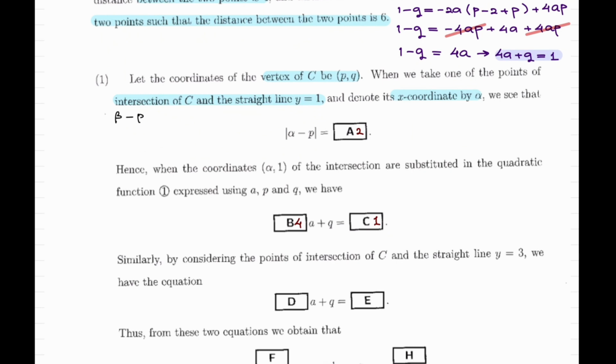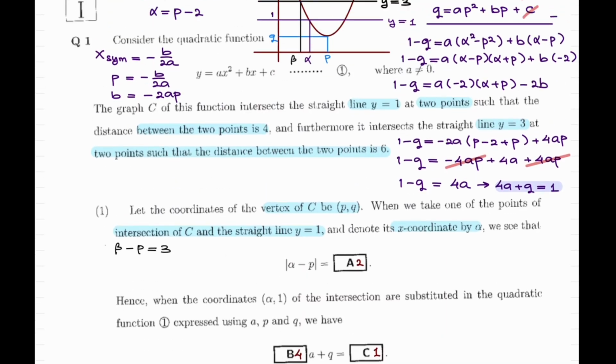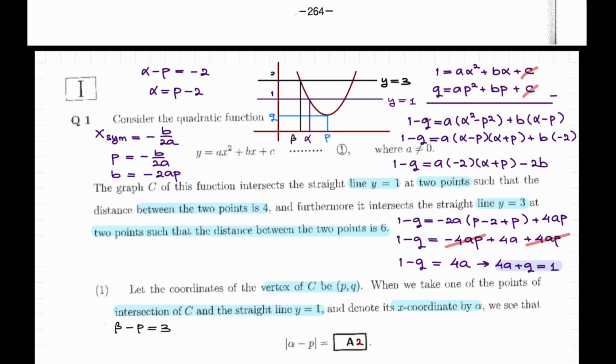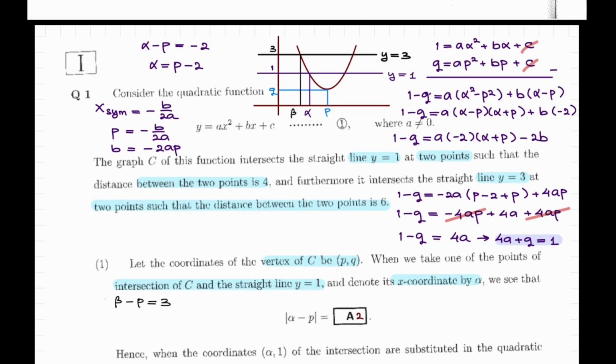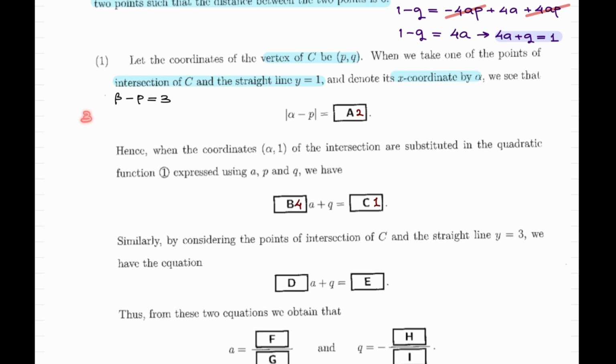Beta minus P is equal to 3. And then we can substitute beta, 3, because the y coordinate here is 3. You can substitute beta, 3 into the equation and repeat the same process. If I substitute it, I will have 3 equals a beta squared plus b beta plus c.